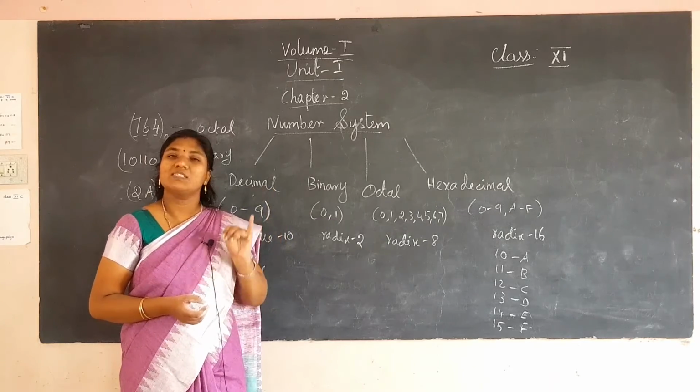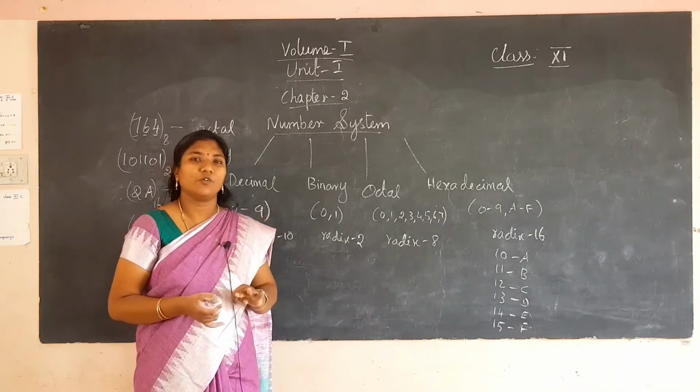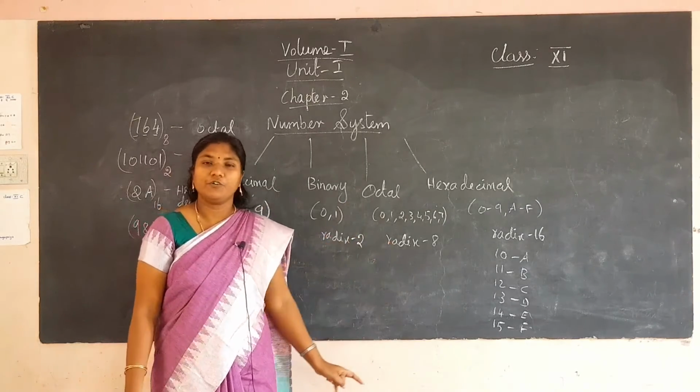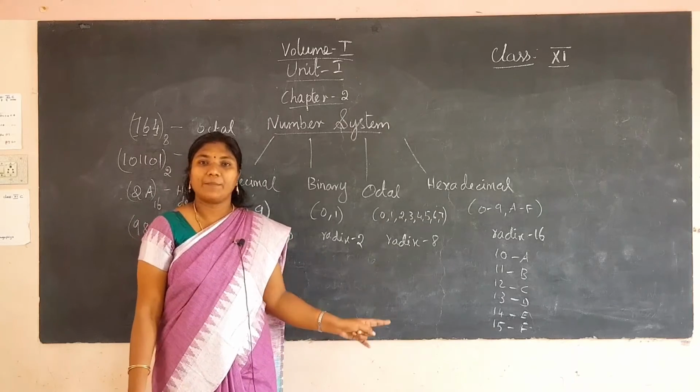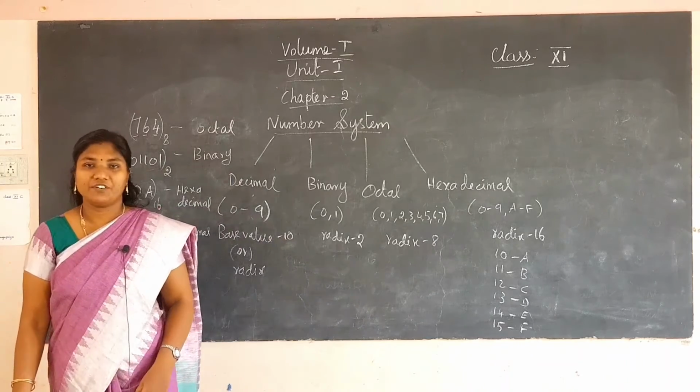So, binary means zeros and ones, octal means 0 to 7, decimal means 0 to 9, hexadecimal means 0 to 9, and from 10 to 15 you will be having the alphabets from capital A to F. Okay. So, next we will see the conversion.